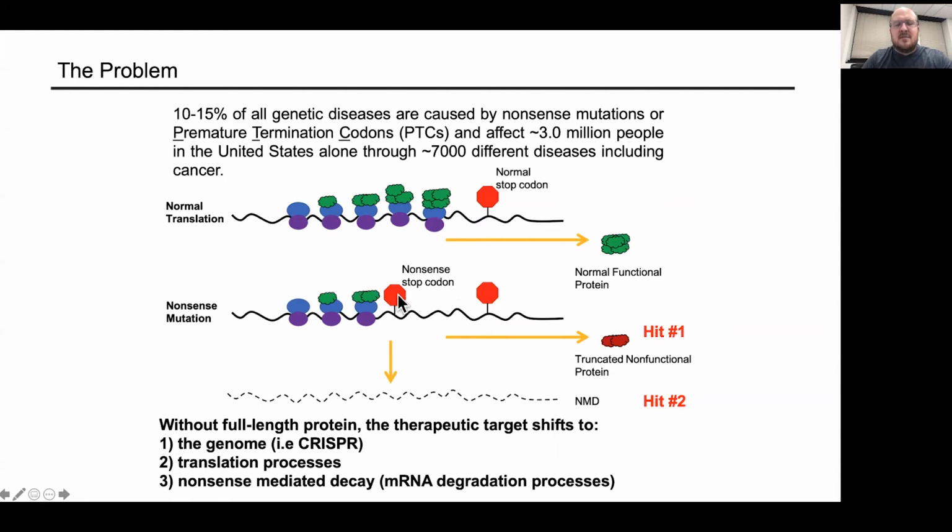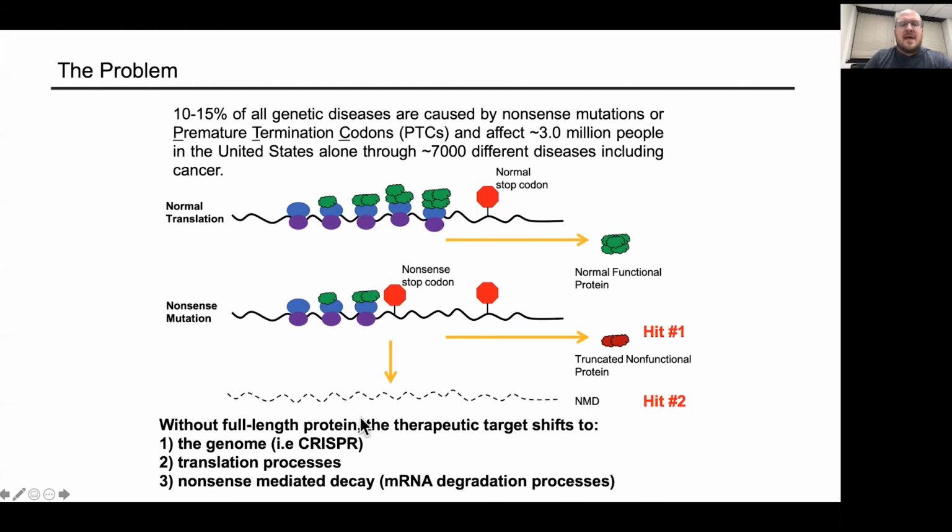However, in the presence of a premature termination codon, there is a premature signal for the ribosome to dissociate at the PTC, and the result is a truncated non-functional protein. Additionally, the PTC signals for the degradation of the mRNA through processes called nonsense-mediated decay. So really, nonsense-associated diseases are a two-hit disease, one in which you have a decrease in total functional protein, and two, a decrease in the mRNA expression.